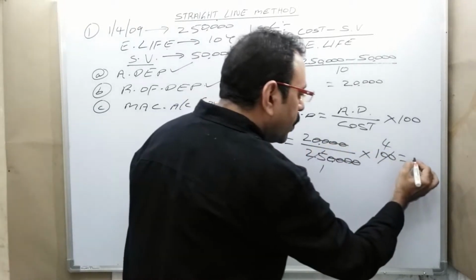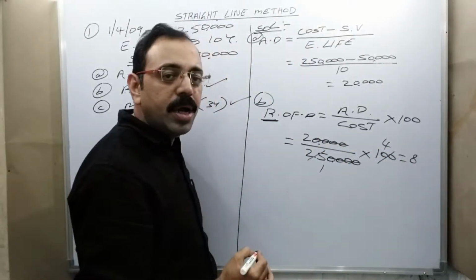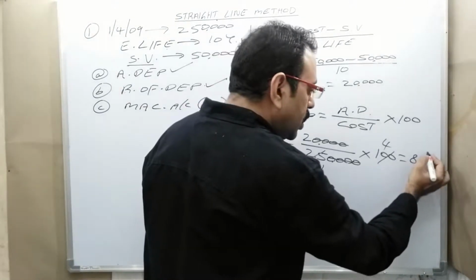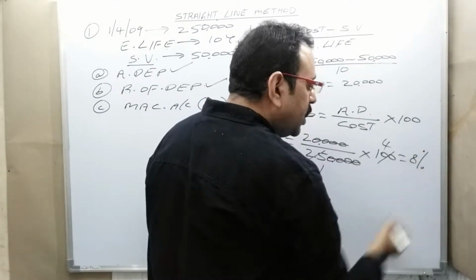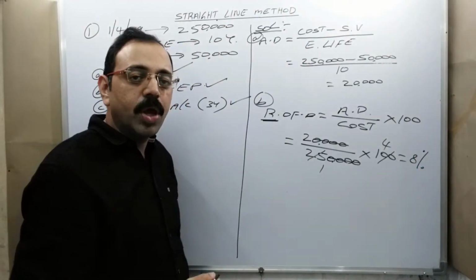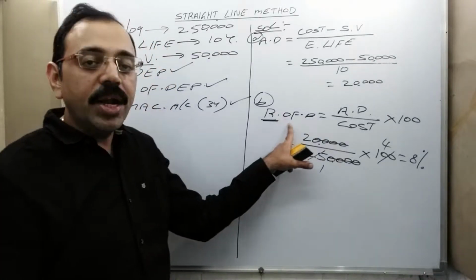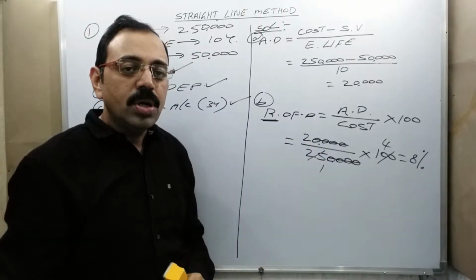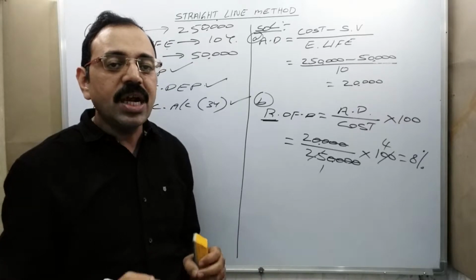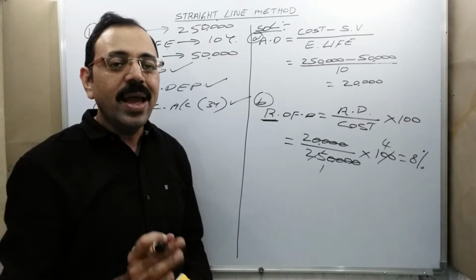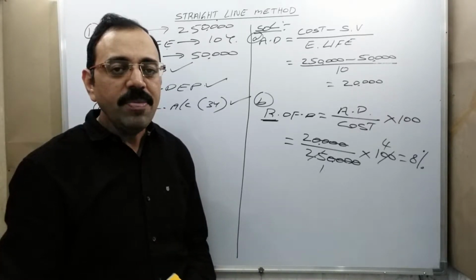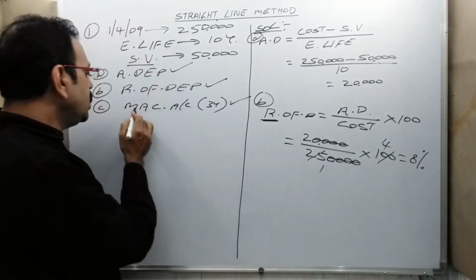4 into 2, 8. And remember, for your answer, you have to put the percentage symbol, because we are calculating rate, no? Rate means percentage, no? So, depreciation percentage under fixed installment method is 8%. Okay? Now, third question is what?